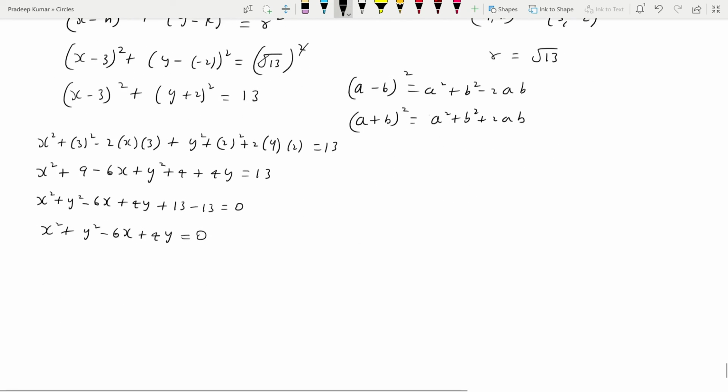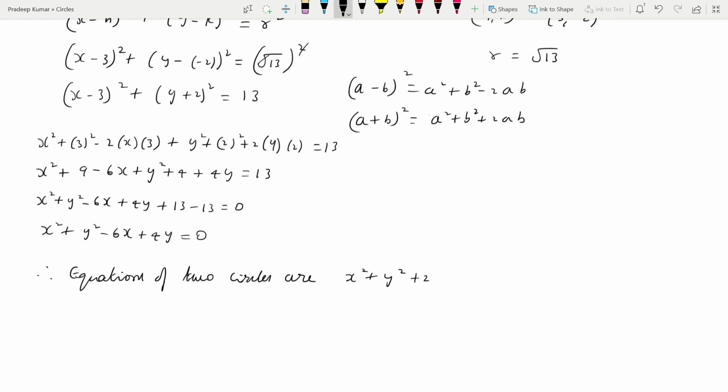So let's write the conclusion. Therefore, the equations of the two circles are: the first circle equation is x square plus y square plus 2x minus 8y plus 4 equal to 0, and the second circle equation is x square plus y square minus 6x plus 4y equal to 0. So let's summarize the complete problem.